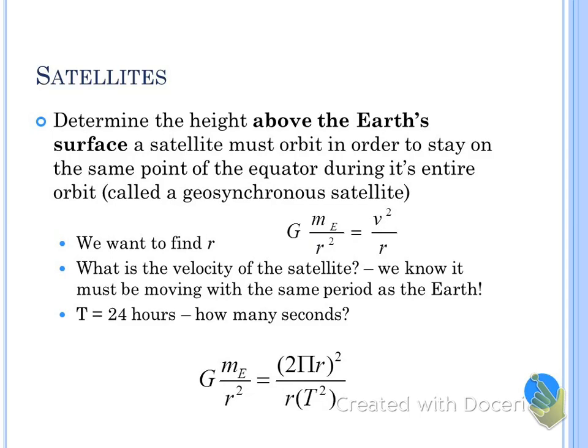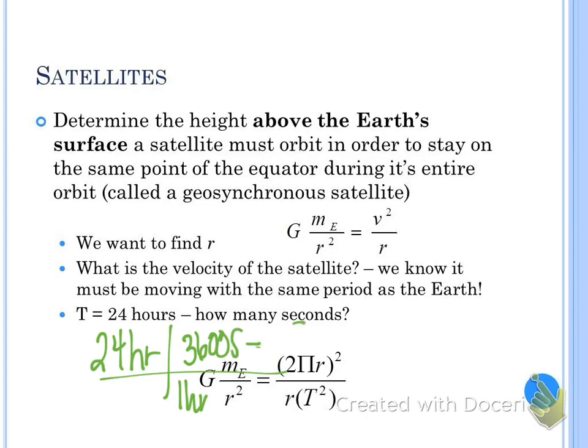So how many seconds are in 24 hours, since our time has to be in seconds? 86,400 seconds. Okay, so that's going to be our T that we can use here. I'm going to go forward a slide here so I have a little bit more room. This is going to be the period of this satellite. It can make one complete revolution around the Earth in 86,400 seconds, or 24 hours, or one day.